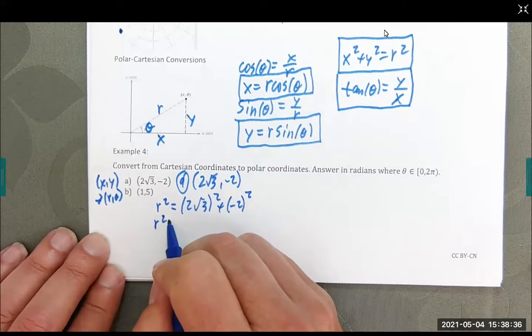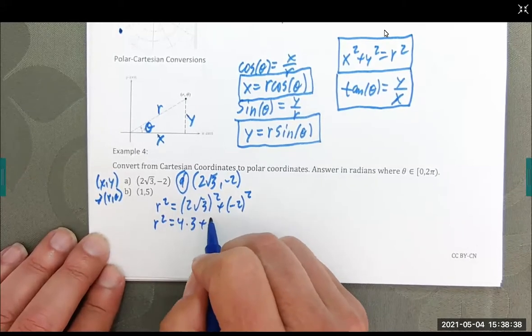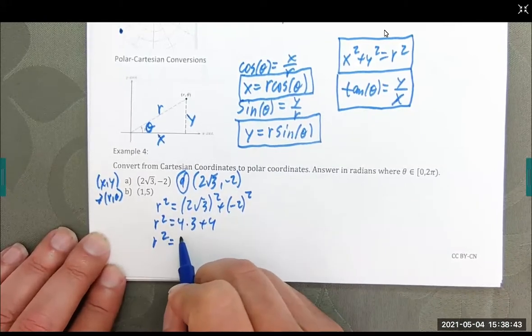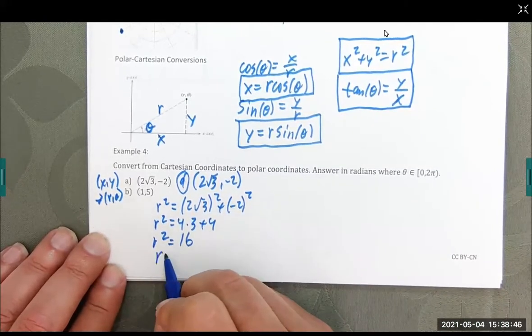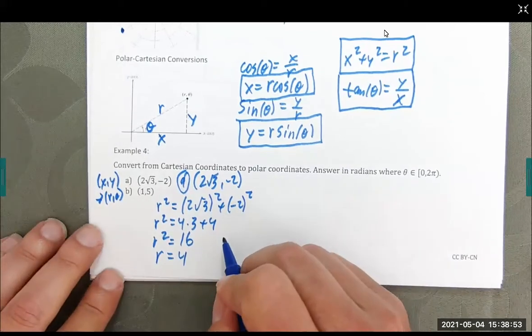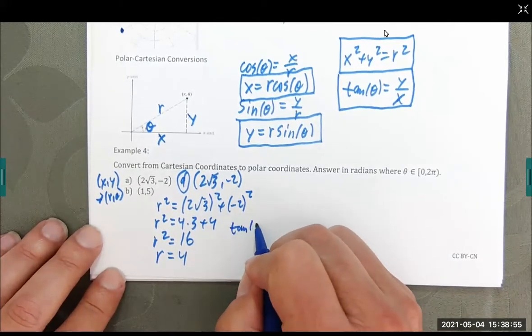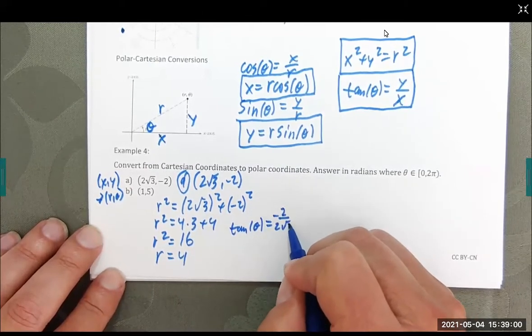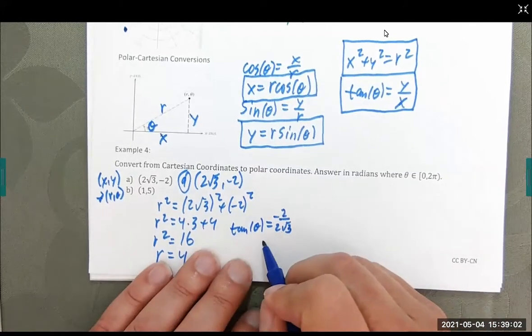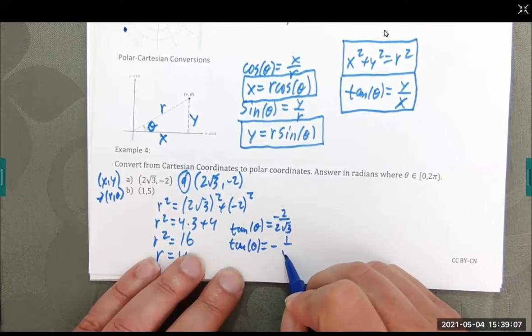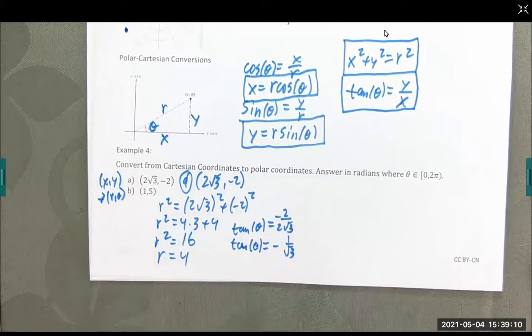R squared equals 4 times 3 plus 4. That's 12 plus 4 equals 16, which means r equals 4. Okay, no problem. Now the tangent of theta is going to be y over x, negative 2 over 2 root 3. Tangent of theta is negative 1 over root 3, or root 3 over 3.